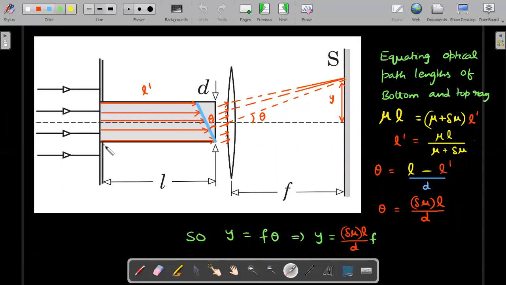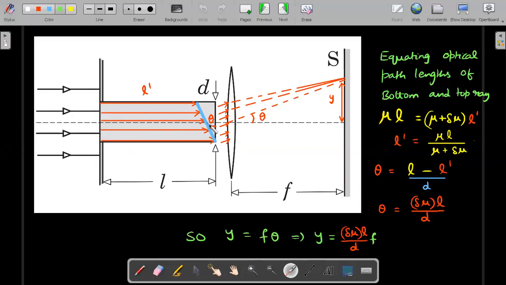Okay, so the time taken, or the optical path for this, but time is same as optical path. Now I hope you understand that. So I should be able to equate the optical path of this L and the optical path of this L prime, they should be the same so that I can form a wavefront. And that's what I have written. Equating optical path lengths of the bottom and top ray, mu L at the bottom should be equal to mu plus delta mu into L prime at the top. Okay, so you can get the value of L prime.